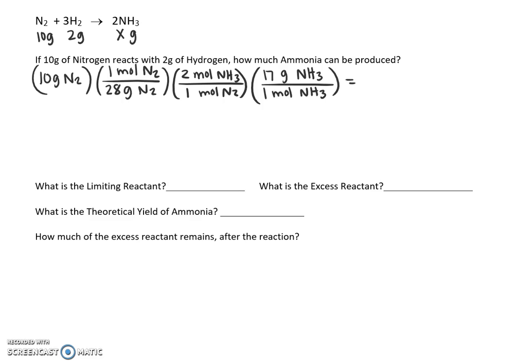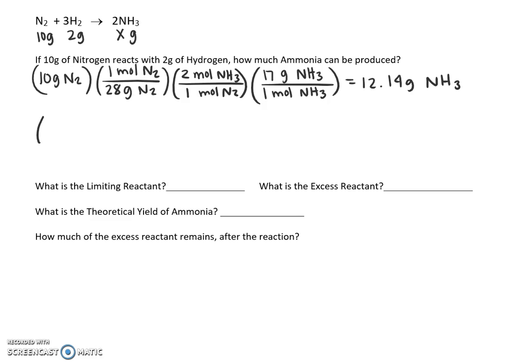When I go through, I take 10 divided by 28 times 2 times 17. I get a value of 12.14 grams of NH3. So that's the amount of ammonia, or NH3, that I can produce if I use all 10 grams of nitrogen.